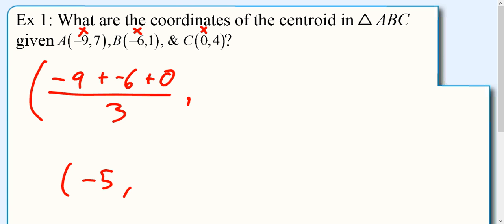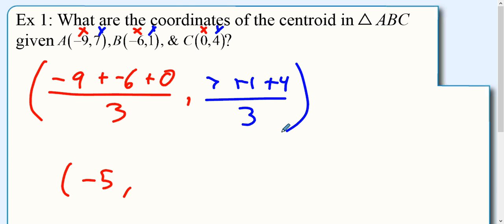Then you do all your y coordinates. 7, 1, and 4. 7 plus 1 plus 4, and you divide that by 3. That's 12 divided by 3 is 4. That's your centroid.